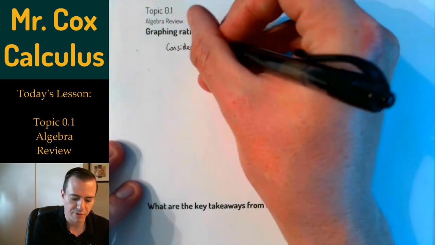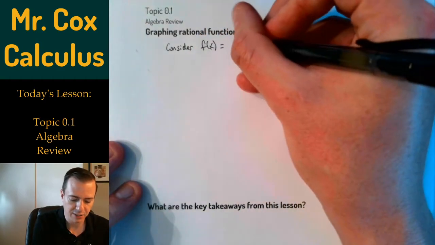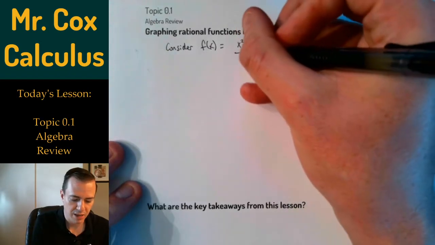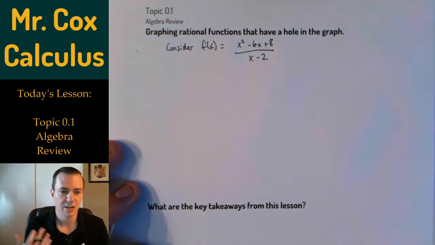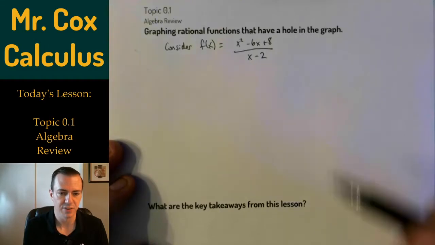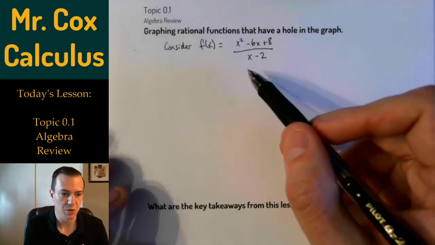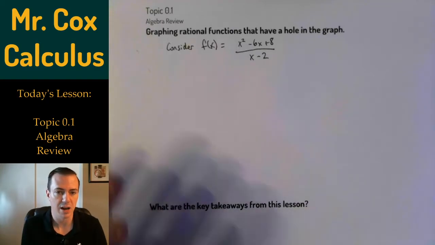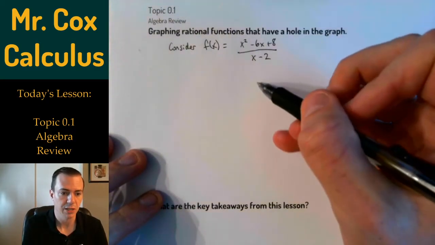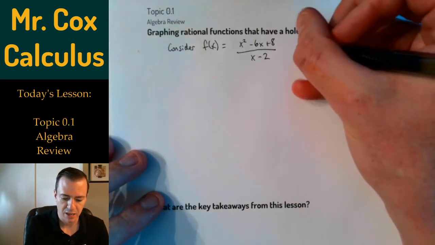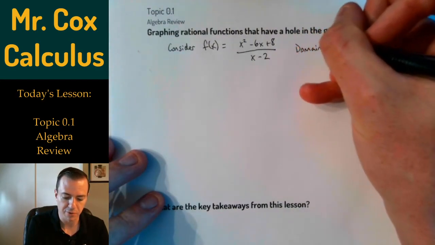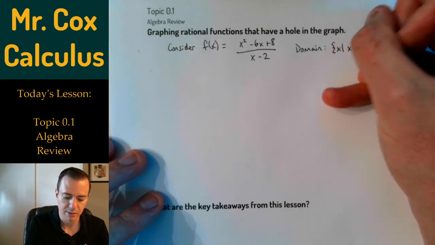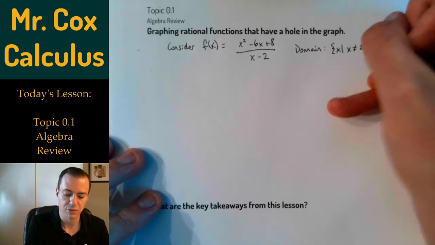Let's consider f of x equal to x squared minus 6x plus 8 over x minus 2. We know from algebra and earlier in this video that x minus 2 is going to give us an issue with the domain of this function because we know the denominator cannot equal 0. So I have to exclude 2 from the domain. And I'm going to go ahead and establish my domain before I do any kind of rewrite as the set of all x such that x is not equal to 2.